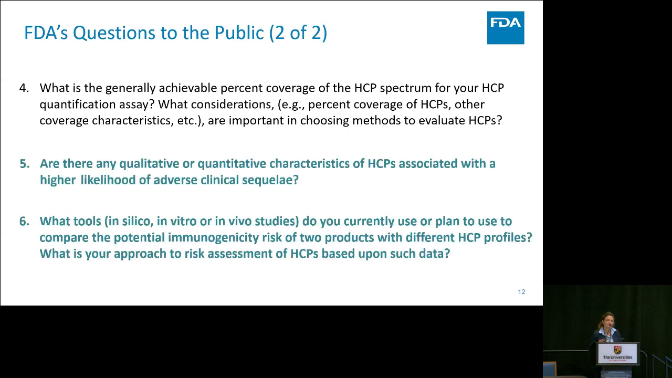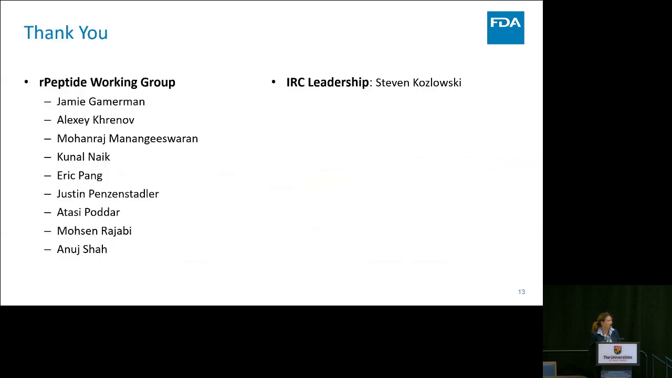And questions 5 and 6 are probably the most relevant to this crowd. And I believe that the next speaker, Vibha Jawa, will help address some of these questions. So question 5, are there qualitative or quantitative characteristics of host cell proteins that are associated with a higher likelihood of a clinical adverse event? And what tools do you use or plan to use to compare the immunogenicity profiles of two products with different host cell protein profiles?